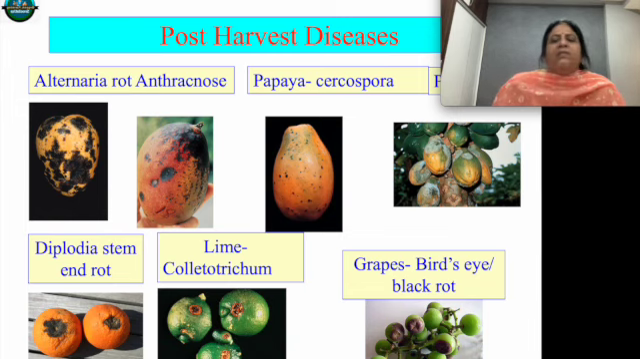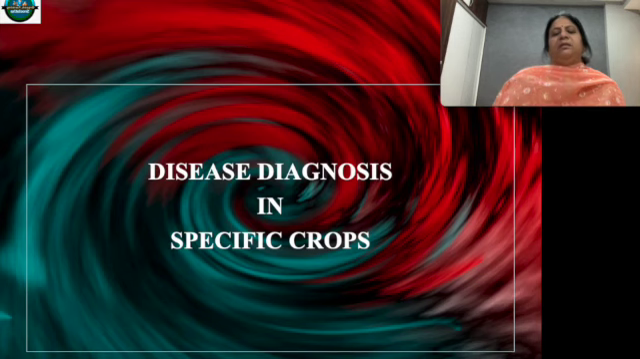So post harvest diseases, if you see, after harvesting also some diseases appear on the fruits and vegetables. Mostly here you are seeing on fruits. Alternaria rot, papaya Cercospora rot. Sometimes powdery mildew also appears. And Diplodia stem end rot. Lime Colletotrichum also we can see after harvest. Grapes, bird's eye, black rot is seen.